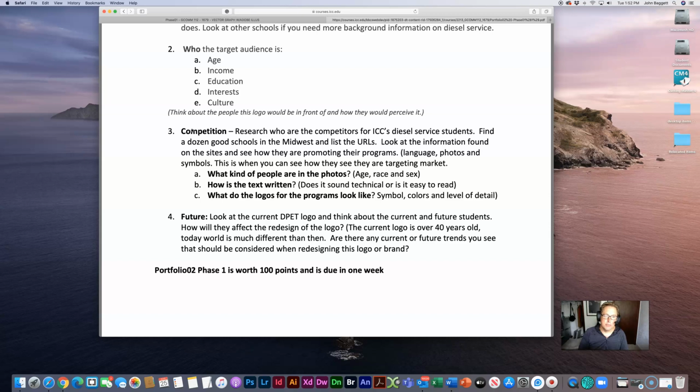Today, the world is much different than then. Are there any current or future trends you see that should be considered when redesigning the logo or brand for this program? Now, this is kind of a tall order, but I want you to really spend a little time thinking about maybe what's going to happen with a program that does this type of work, and where the future might be. Look around the internet a little bit, see if you can get some insight.